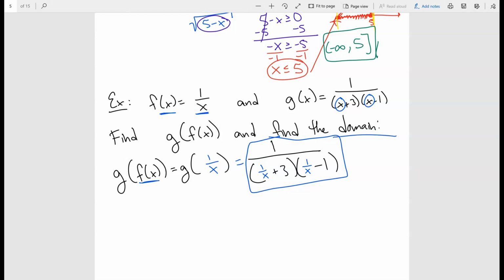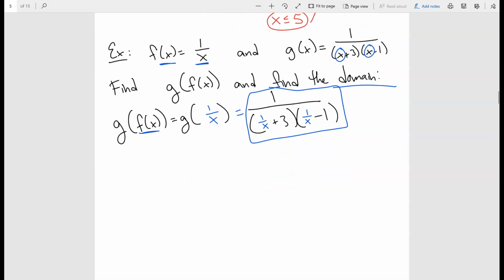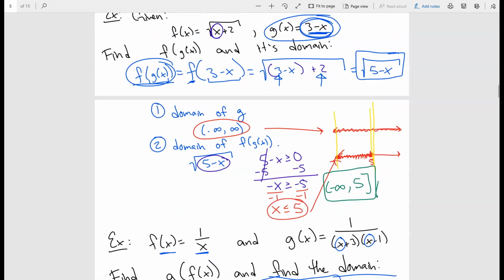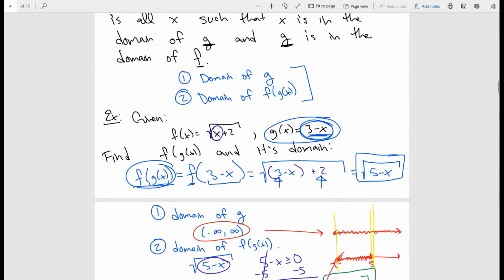Now let's start off with finding the domain. Remember, to find the domain, the first thing is to find the domain of the inside function. In this case we have to be a little careful. Whatever we plug into the inside, that's what we want to figure out, the inside function, and then this is the overall function. Maybe that way it won't be confusing.